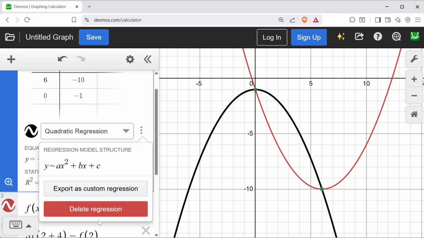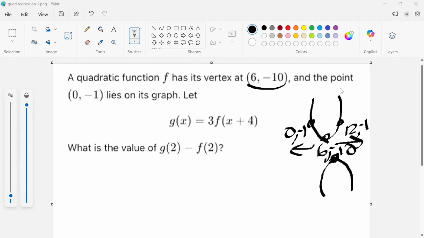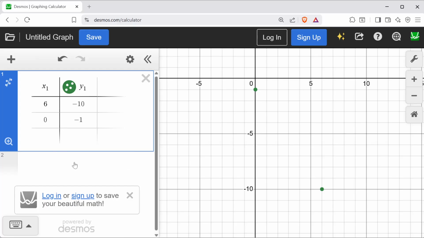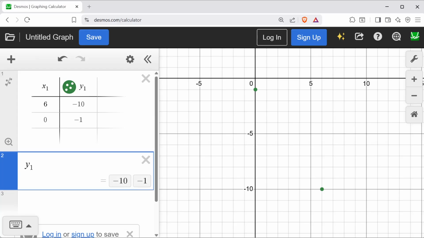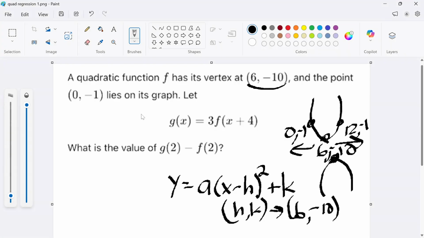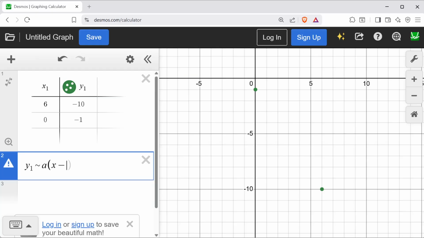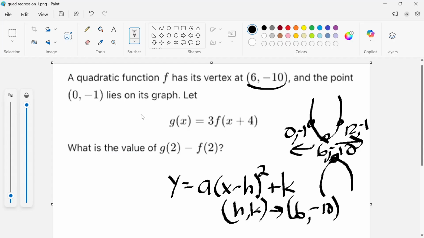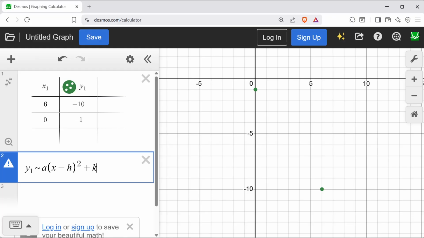Let me get rid of the regression. And the vertex form is y equals a times x minus h squared plus k, where h, k is the vertex. In this case, that's 6, negative 10. So let me put that one in. I'm going to make that the regression. I'm going to put y sub 1 tilde a times x minus h squared plus k, but I want to put in the values for h and k, so it's x minus 6 squared plus negative 10, which is just going to be minus 10.